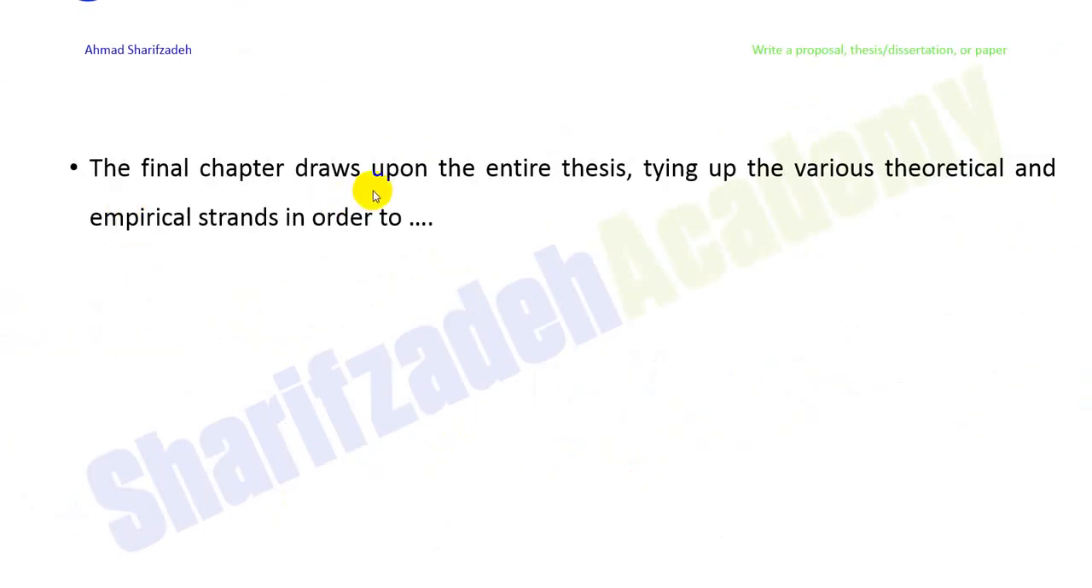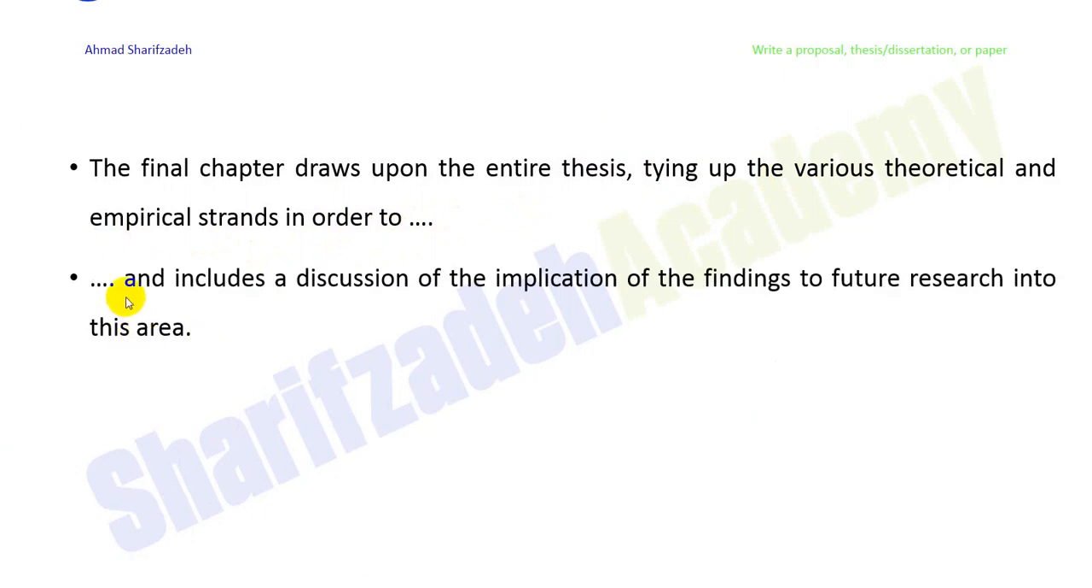The final chapter draws upon the entire thesis, dissertation or paper or proposal, tying up the various theoretical and empirical strands in order to give you a brief overview of what happened in the past, for example. And includes a discussion of the implication of the findings to future research into this area, from this to that.